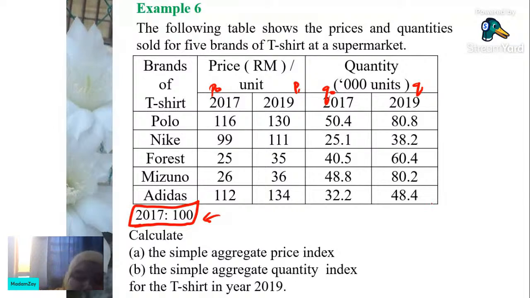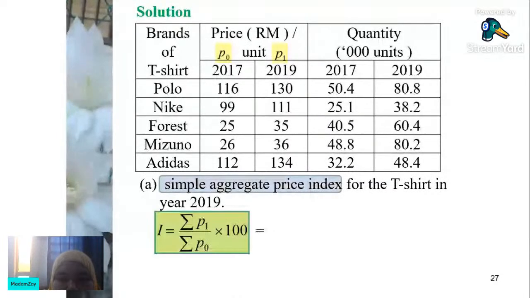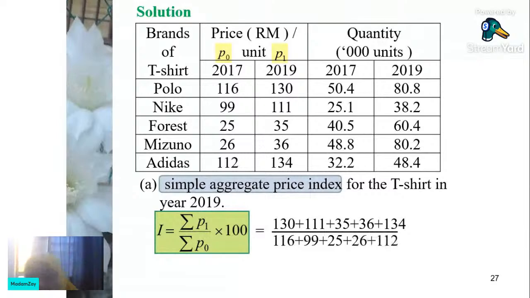Simple aggregate price index. For price index, we use the P. So I is equal to total P1, which is 130 plus 111 plus 35 plus 36 plus 134, divided by the summation of P0 in 2017, which is 116 plus 99 plus 25 plus 26 plus 112, and multiply by 100. So we have the answer 117.99. You just have to calculate that. They did ask for the explanation.